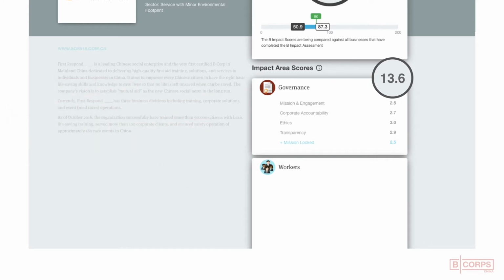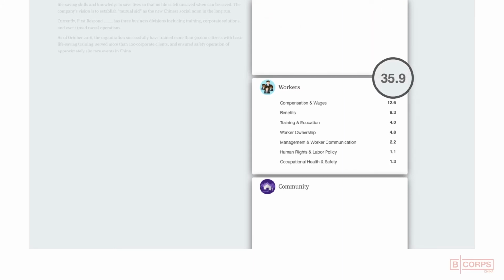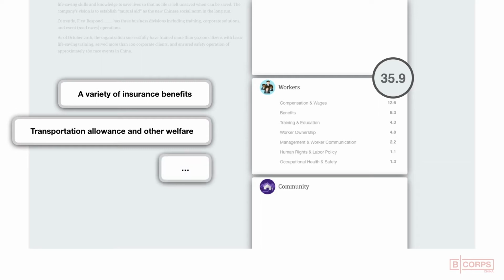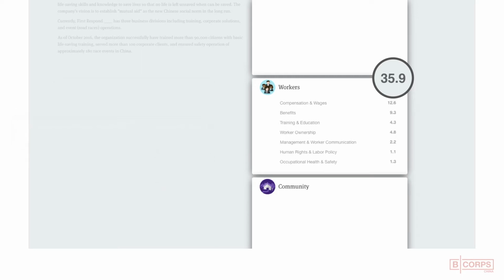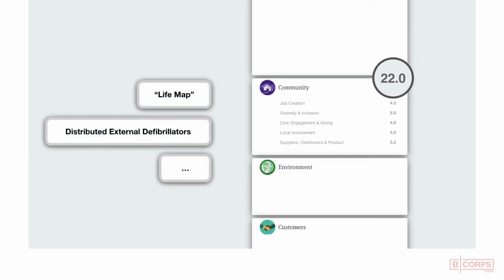For the workers' dimension, they received a high score of 35.9 points. As a company focused on life and safety, they also provide employees with a variety of insurance benefits and other employee welfare. In the community dimension, First Respond scored 22 points, earned through actions like successfully developing mobile apps such as LifeMap and distributing automated external defibrillators across many communities.